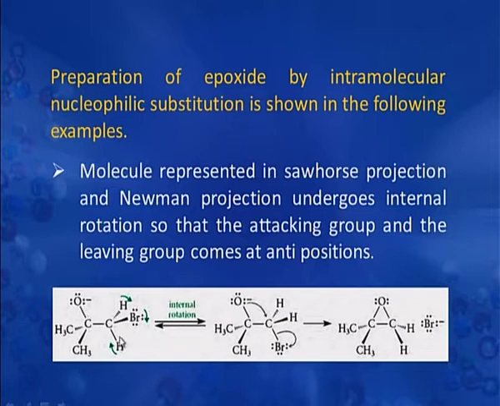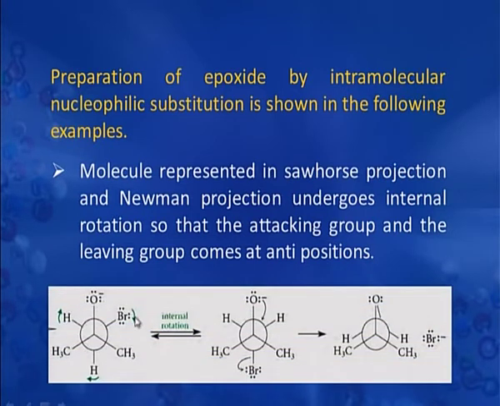projection of the molecule, and what happens here is that there is internal rotation along this carbon-carbon bond in such a way that the two groups, the attacking group and leaving group, go to the anti-position. Anti-position means a position which is at a maximum distance from each other. As a result, you can see here there is internal rotation, formation of another conformer where the two groups are at anti-position, and then attack of alkoxide on carbon and removal of bromide.